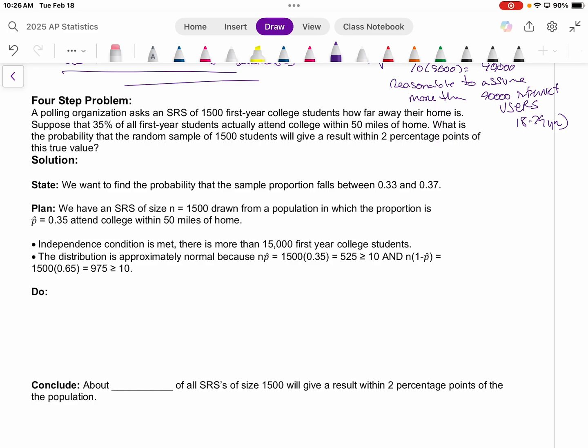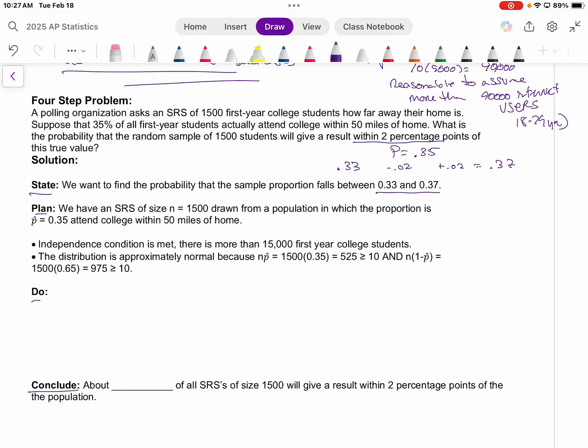So, for the solution, first in the state phase, again, state, plan, do, conclude. Those are the four steps. In the state phase, we want to specify what we are doing. We want to find the probability that the sample proportion falls between 0.33 and 0.37. How did they get that? The p was 0.35, and they said within 2 percentage points. So they added 0.02 to get the 0.37, and then subtracted the 0.02, and that gave us the 0.33. That's how they came up with those two numbers.